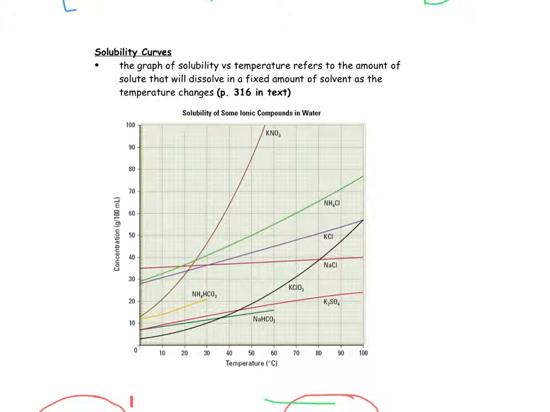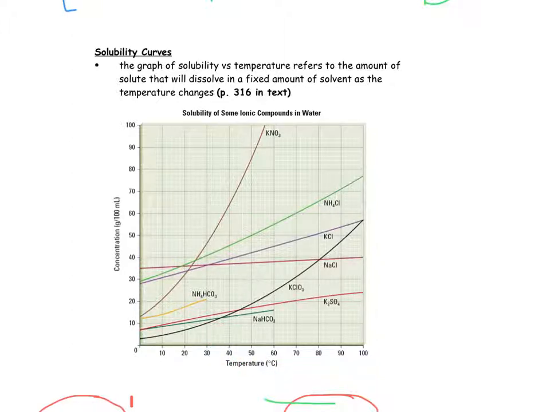So the next topic that I want to talk about is solubility curves. A solubility curve is basically a graph that measures the concentration of a solute in solution. Notice the units here are in grams per 100 milliliters, and that describes the grams of my solute per 100 milliliters of solvent. I'm measuring that as a function of temperature.